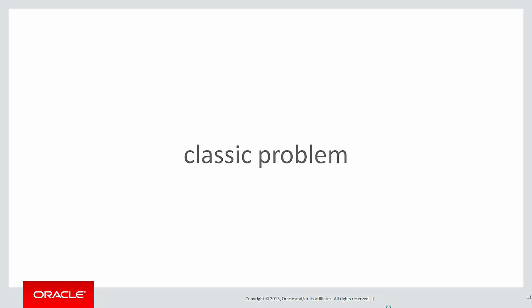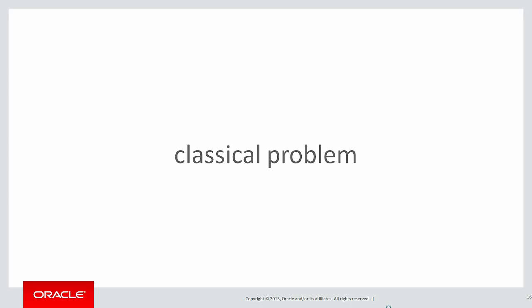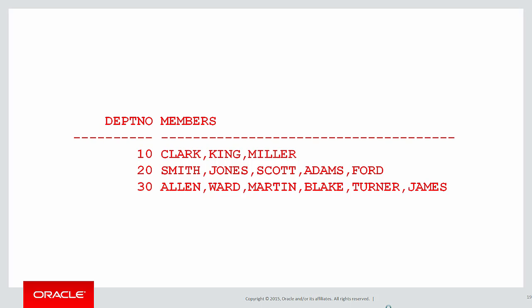A quick recap. The last classic problem we looked at was treating a string as a set of values. We wanted to take the string 1, 2, 3, 4, 5, 6, 7, 8, 9, three distinct numbers, and convert it into a set of rows, and that's how we did it. Another classical problem is exactly the reverse of this. That is, to take a set of rows, such as you can see there, and using some sort of logical grouping, in this case department number, to concatenate all the rows into a single string. In this case, the string called members being the list of all the employee names belonging to each department.